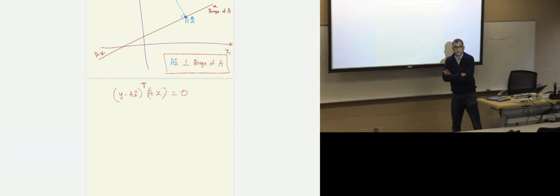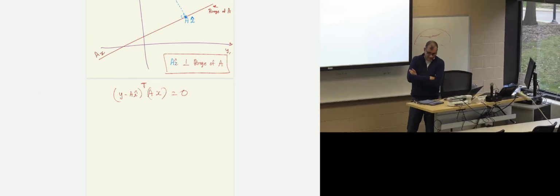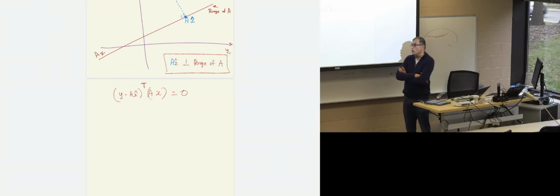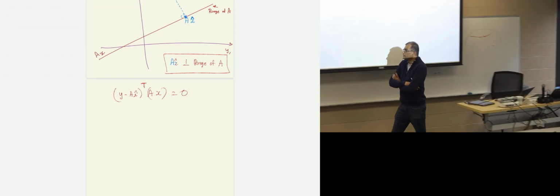Okay, so anyway, what least squares gives you is the minimum distance. Now let's take a break, come back and do least norm, which is the next case. This is the overdetermined case, and that one is the underdetermined case.